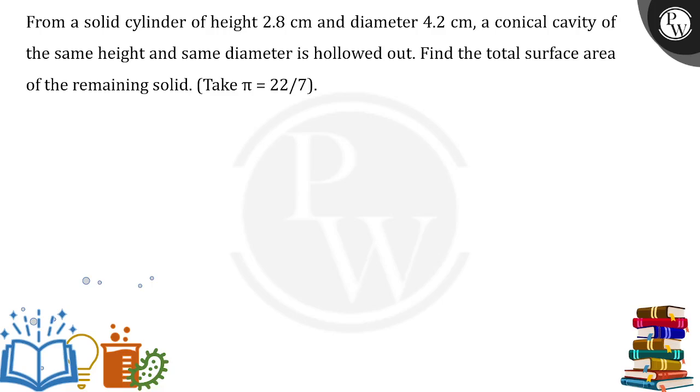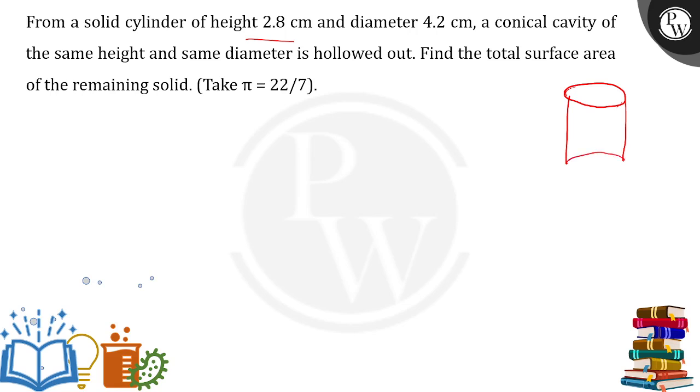It says from the solid cylinder of a height of this much and the diameter of this much, a conical cavity of the same height and diameter is hollowed out. The things are very simple. We are having a cylinder like this. You must have seen a cylinder. If you don't remember, just think about your water bottle.